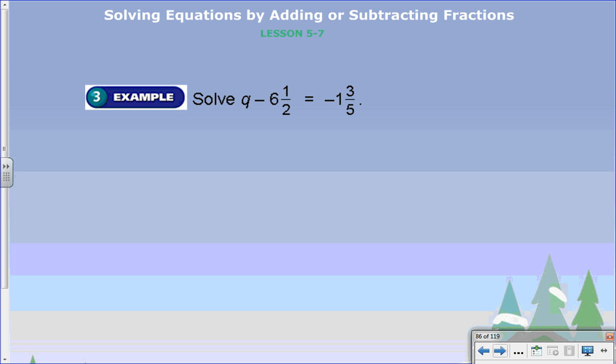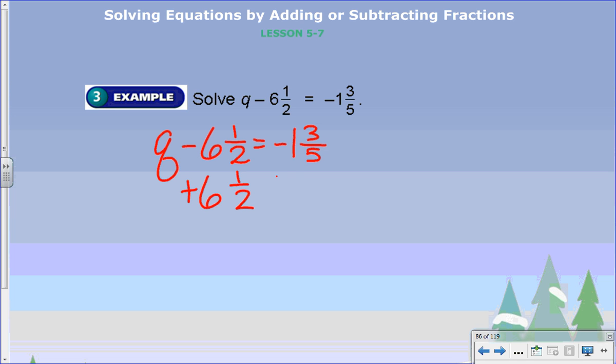All right, now this time we have a word problem. Q minus 6/2 is the same as -1 and 3/5. I'm going to show you two ways you can solve this one, and you can decide what way you like better. Either way, it'll work. You just have to decide what best fits your needs. All right, one thing you can do is solve it exactly as it's written. So here, to get Q by itself, I'd add 6.5 to each side.